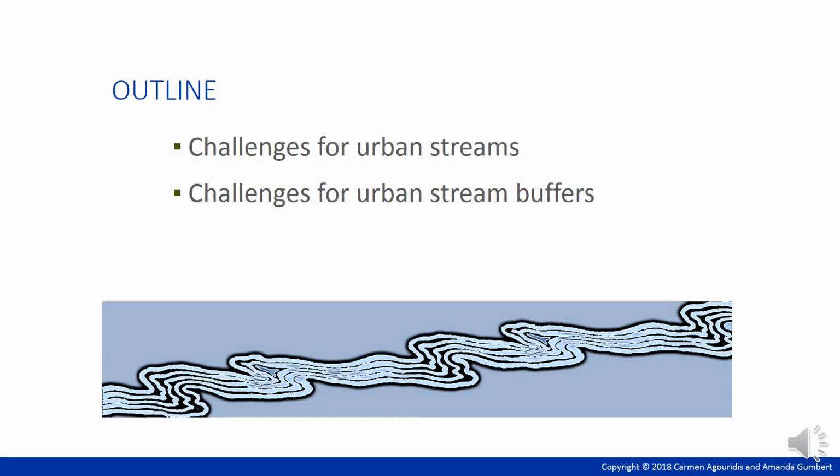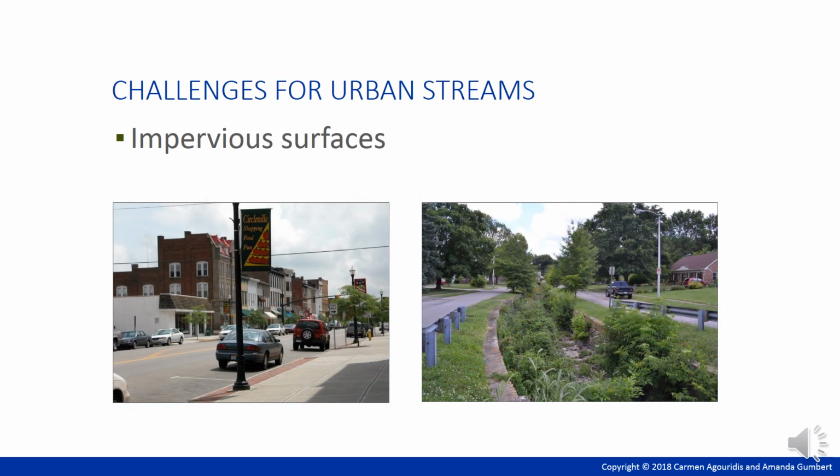This presentation will cover challenges for urban streams and challenges for urban stream buffers. Urban streams have many challenges, one of which is impervious surfaces. These surfaces include streets, roads, driveways, rooftops, and any other paved surfaces that do not allow rainwater to soak into the ground. Increased runoff from impervious surfaces can contribute to stream bank erosion, flash flooding, and scouring of stream beds.